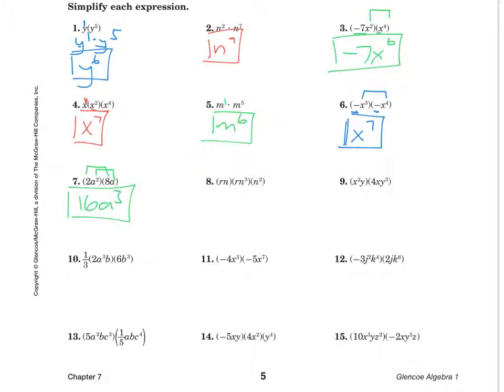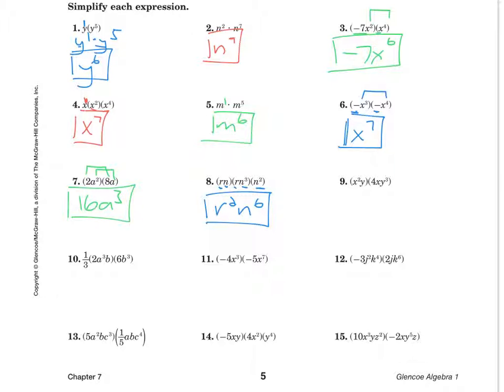In number 8, now we've got two different variables in here, okay, so you can combine all the ones that are the same. Okay, so if we just look at the r's, we've got two r's. We've got 1 in the first one and 1 in the second one, so add them up, and you get r squared. Okay, for the n's, we've got 1 plus 3 is 4, plus 2 is 6, so n to the sixth is how you would do that one.